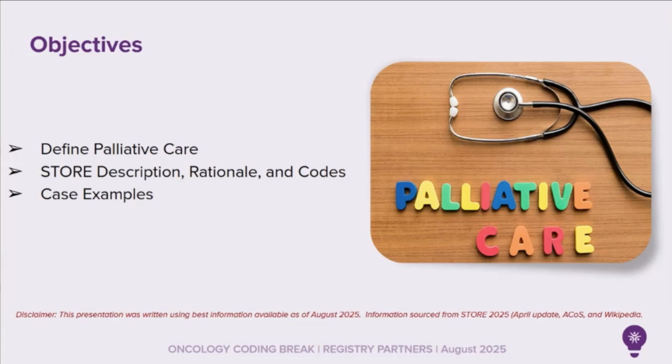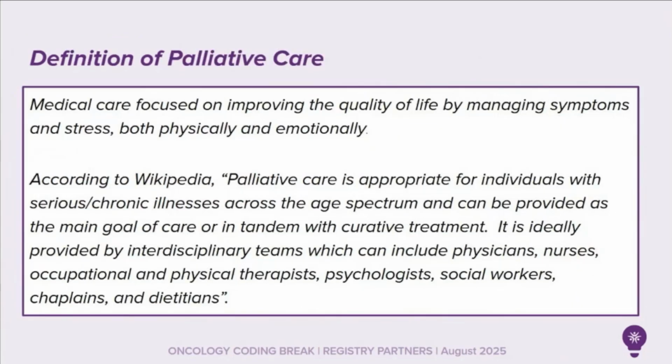case examples. By definition, palliative care is medical care focused on improving the quality of life by managing symptoms and stress both physically and emotionally. According to Wikipedia, palliative care is appropriate for individuals with serious chronic illnesses across the age spectrum and can be provided as the main goal of care or in tandem with curative treatment.